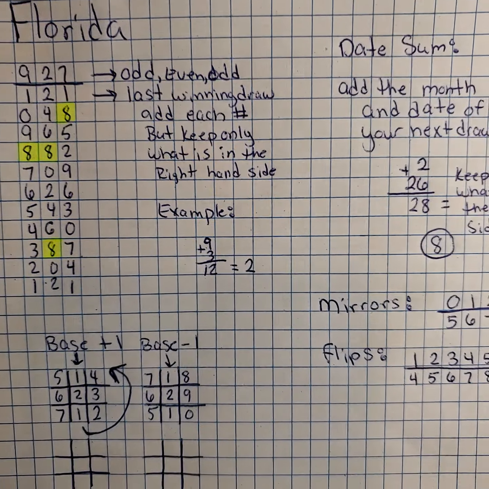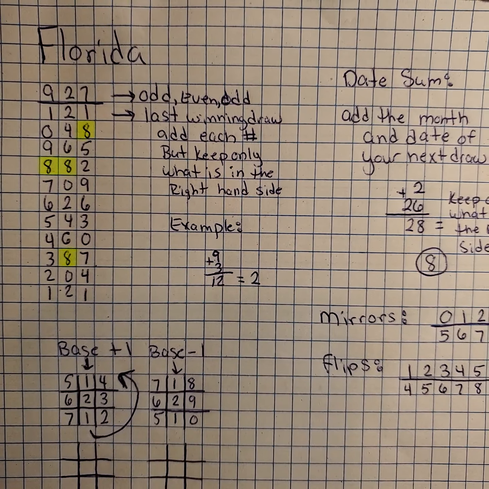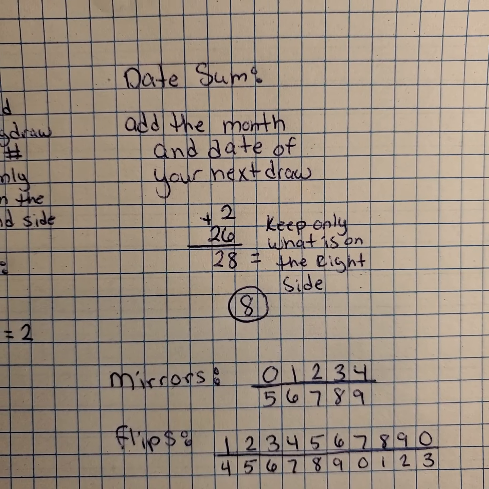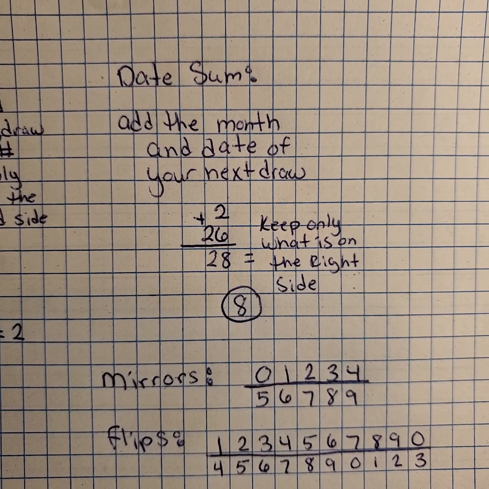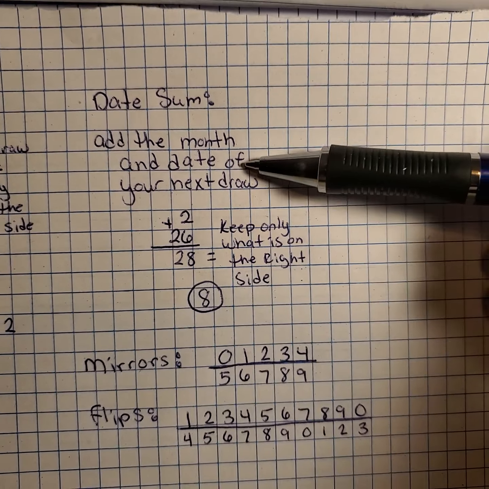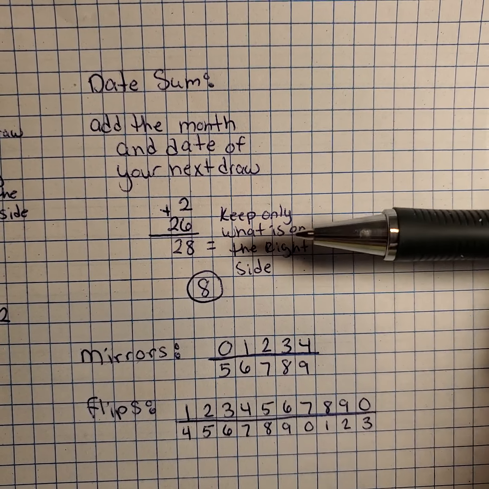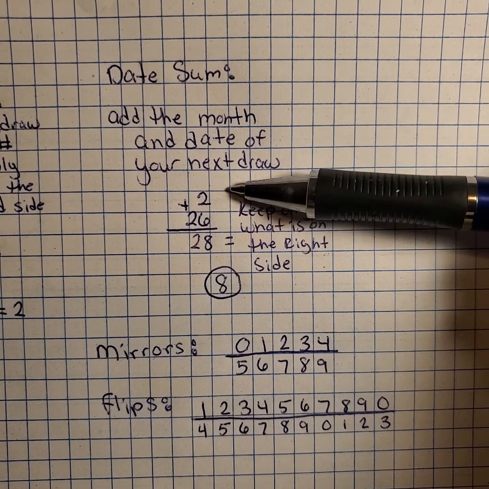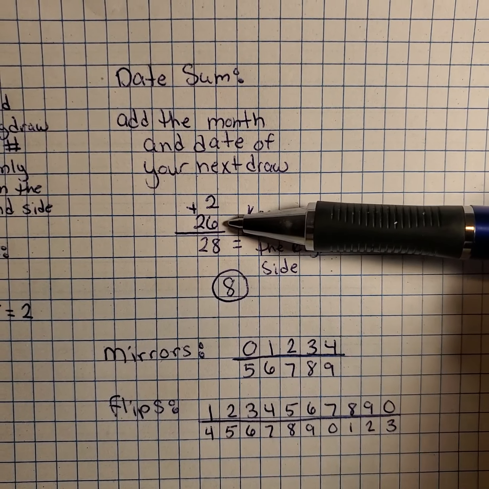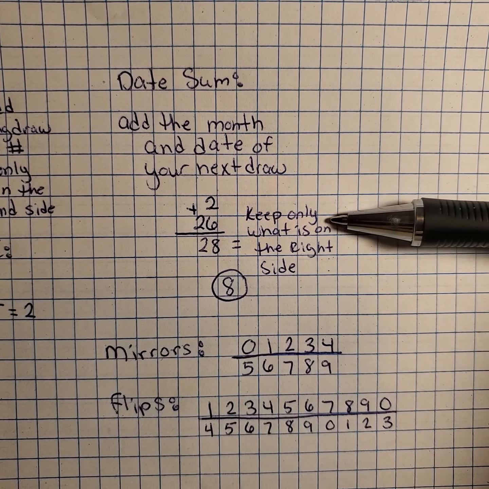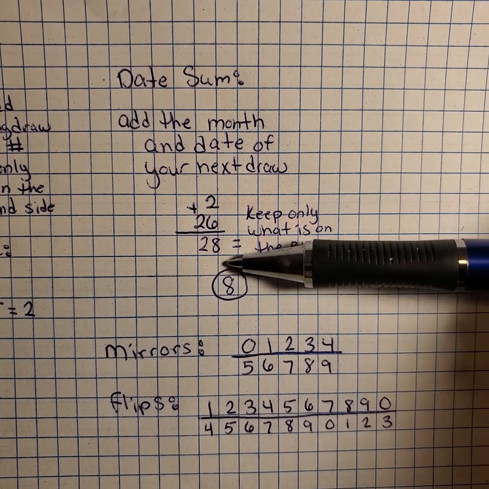All right, so what you want to do next, after you have your 927 rundown, you'll want to start adding up what your date sum is. Then you're going to want to highlight that date sum. Now, to get the date sum, you add the, as you see here, the date of your next draw, which in this case would be pulled on February 26th. So we have February, which is the second month, the date, the 26th. You add 26 plus 2, it gives you 28, and you keep only what's in the right-hand side, that 8.